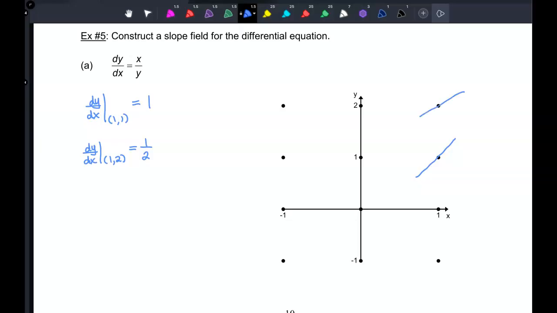Doesn't have to be perfect. Sometimes students are worried they're going to get marked off. Like that's the point of it. You draw it.